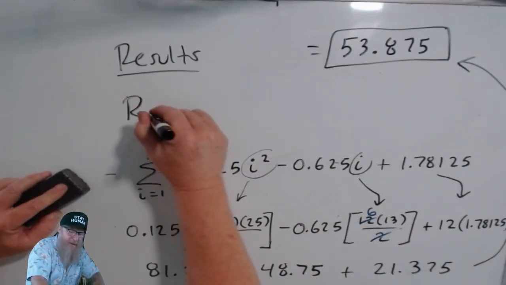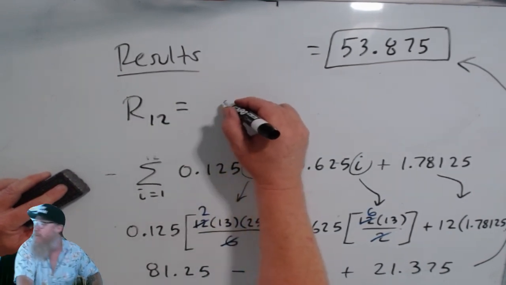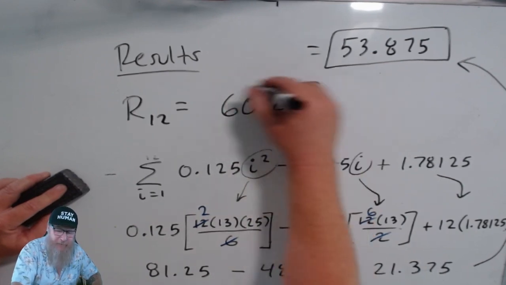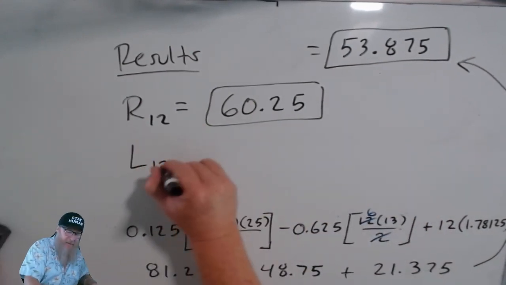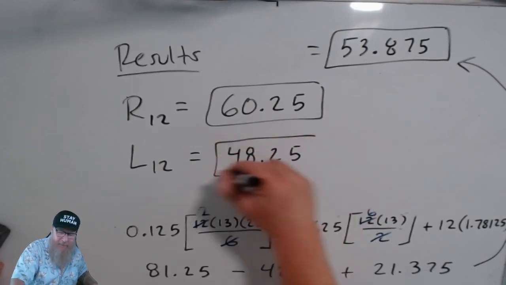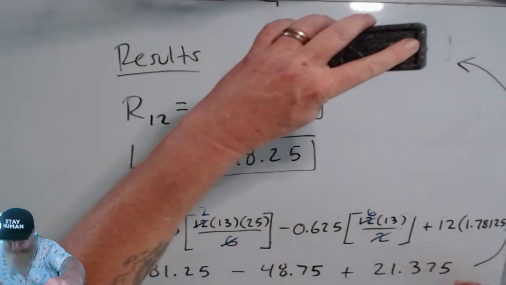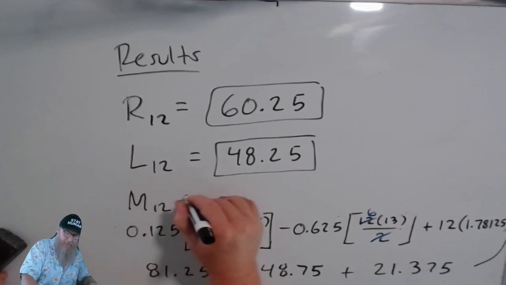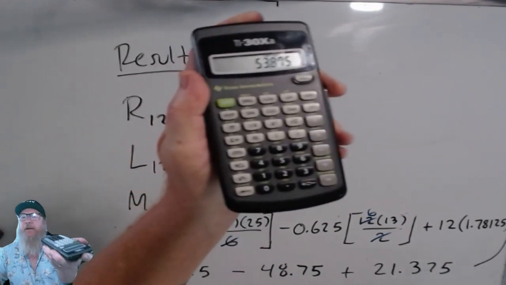The right endpoint with 12 rectangles, the area was approximately 60.25. The left endpoint with 12 rectangles came out to 48.25. And even though I did the midpoint one last, oh, why did I just erase it? Oh, I have it on my screen. Oh, good thing I kept my calculator.